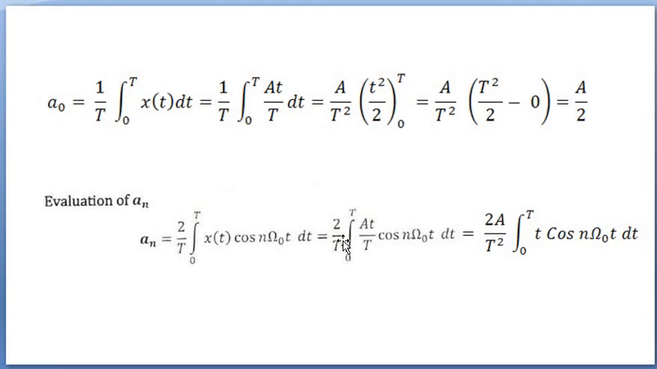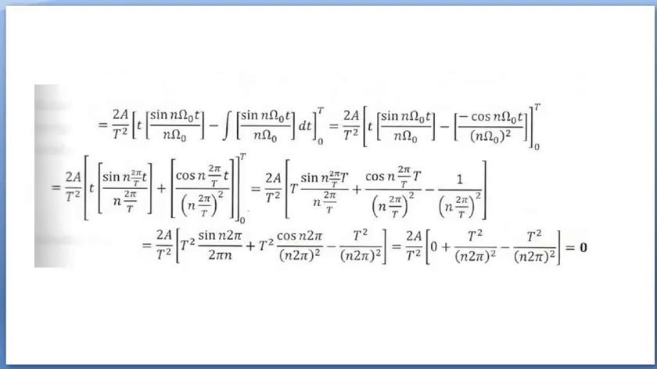Then the evaluation of an: the formula is 2 by T integral 0 to T x(t) cos n omega naught t dt, which is equal to 2 by T integral 0 to T A t divided by capital T cos n omega naught t dt. Now keep the constant outside, so 2A by T square integral 0 to T t into cos n omega naught t dt. So this is of the form u v dash. So u v dash can be written as u v minus integral v du.